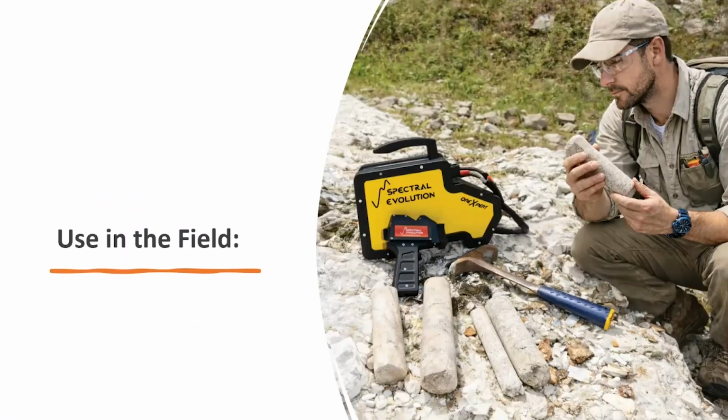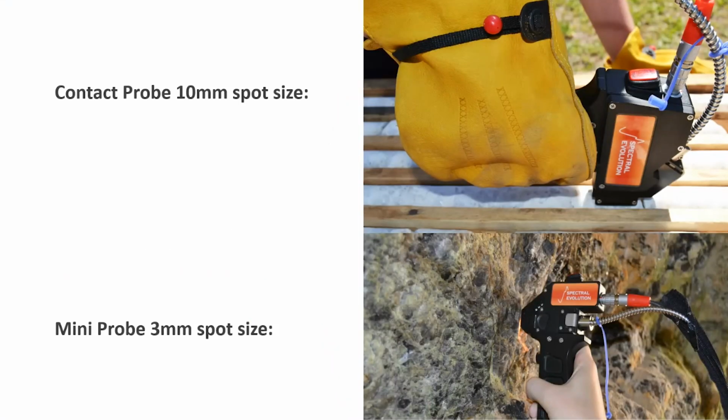So this is a picture of it being used in the field. The most common way to use this instrument in the field is our contact probes. This allows you to supply your own light to analyze the mineral spectra, so it allows for adequate energy across the entire UV vis NIR spectrum.